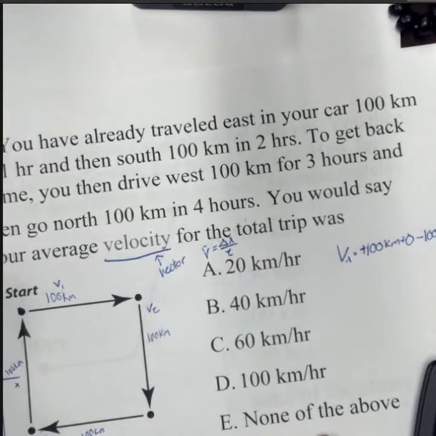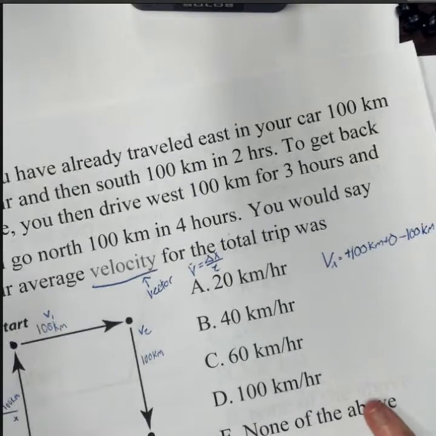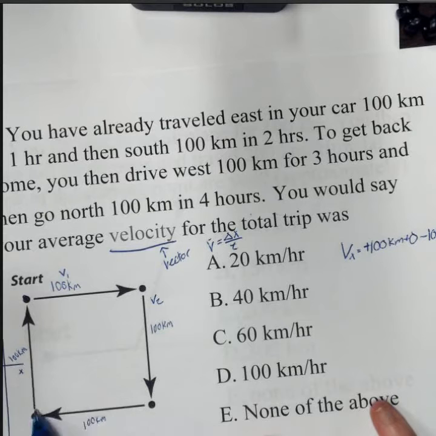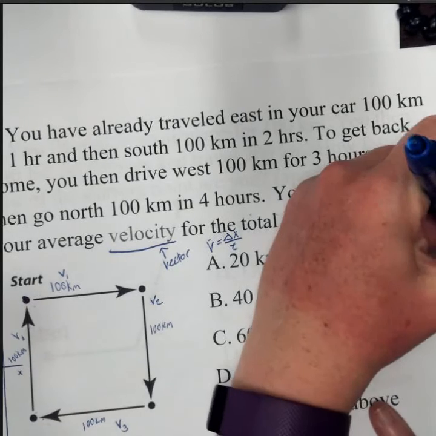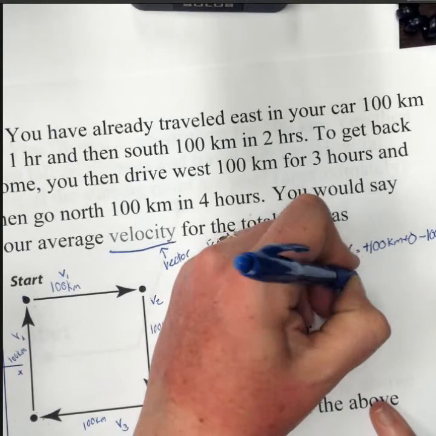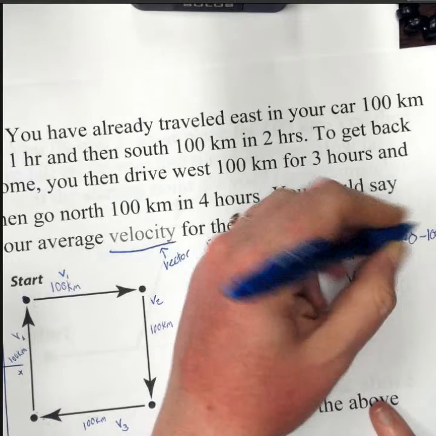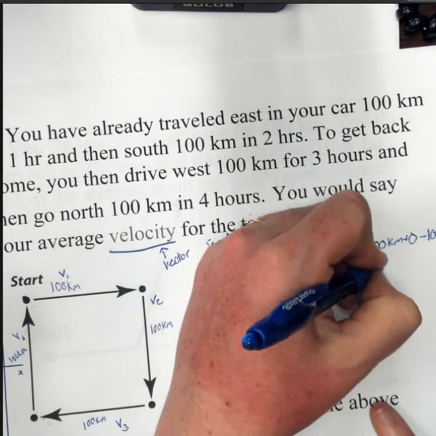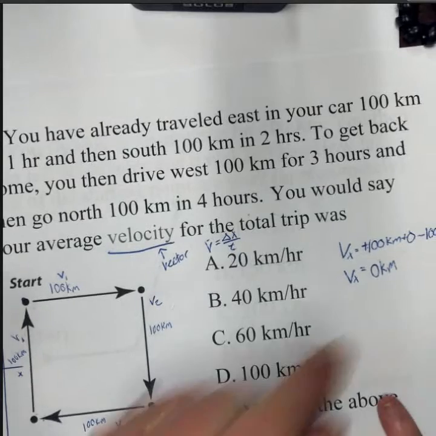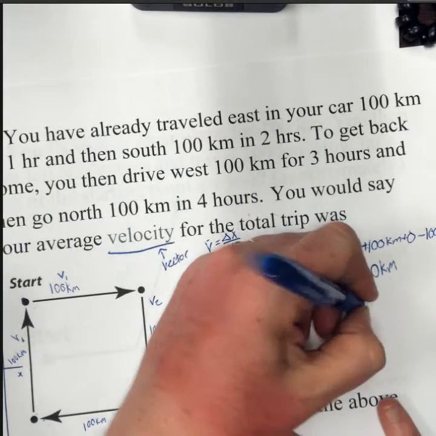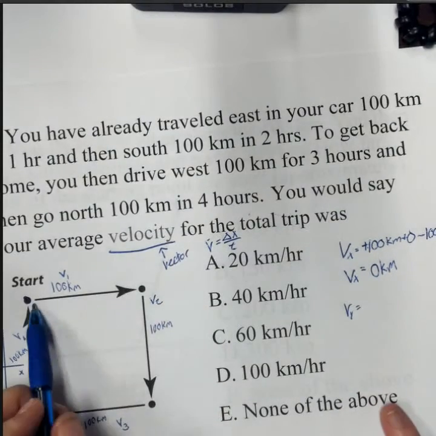And then if I also take a look heading up here, that's vector number 3, and here's vector number 4, which has no x. So all of my vectors in the x direction would be positive 100 and negative 100. That'd be 0 kilometers in the x direction. And then I can do the same for my vectors in the y direction. Vector number 1 has no y component, so it's going to be 0.